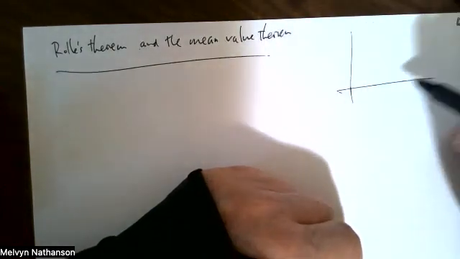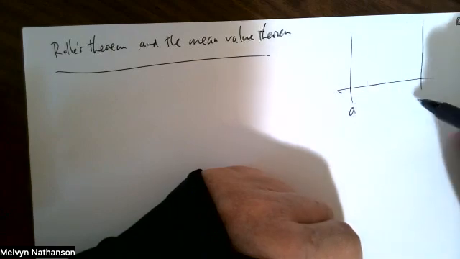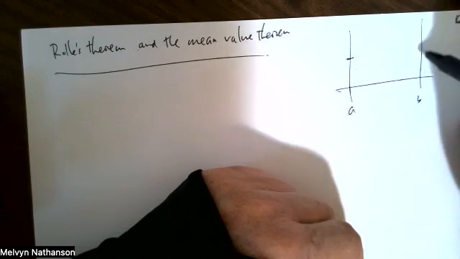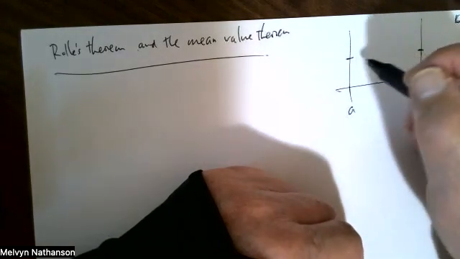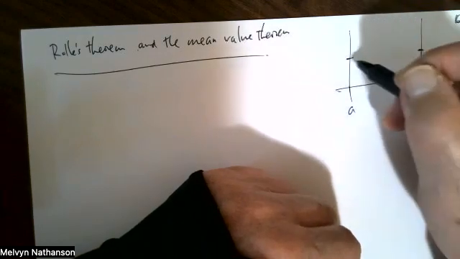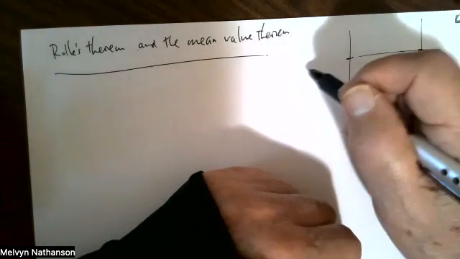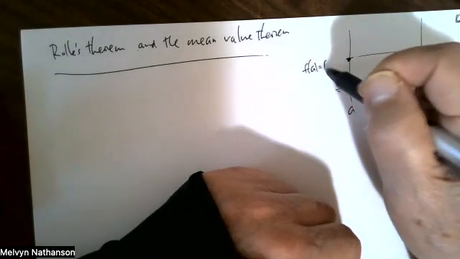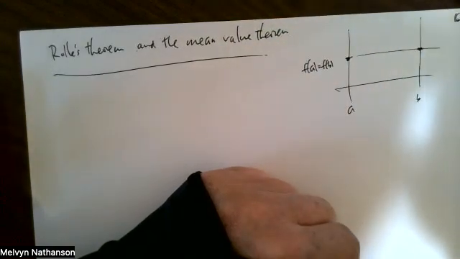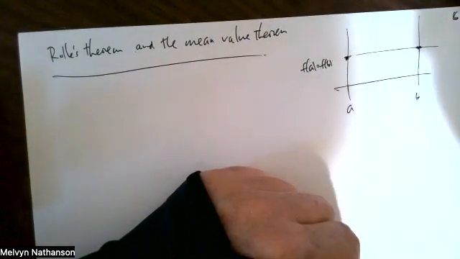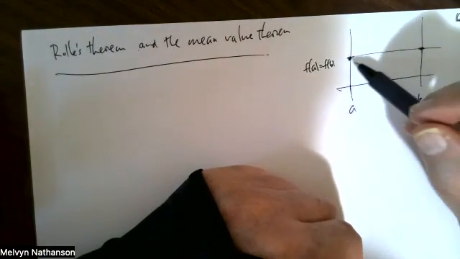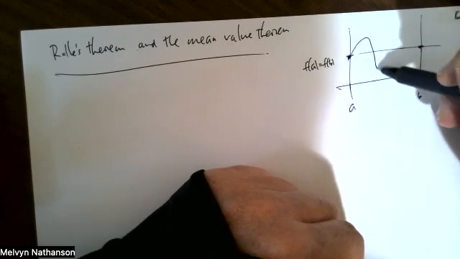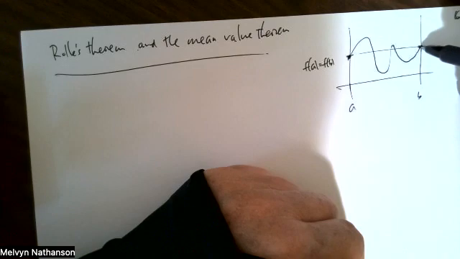So suppose we have a function defined on the interval from a to b, where f of a and f of b are equal. So if we're graphing this function at x equal a and at x equal b, the value of the function is the same. So what does the graph of this function look like? It starts here and it ends here. So no matter what happens, whether it starts going up or goes down, it has to end up at this point.